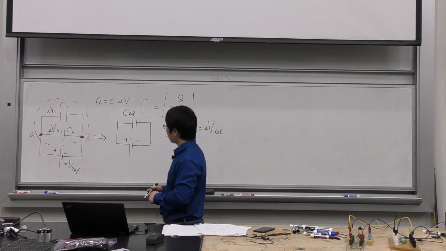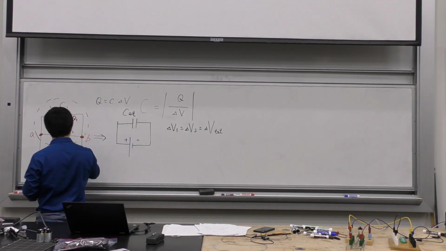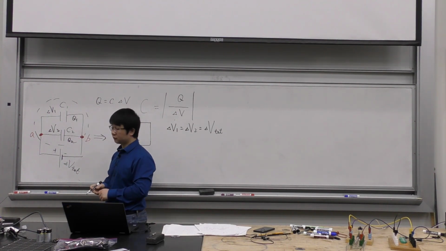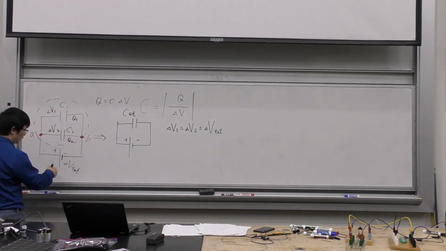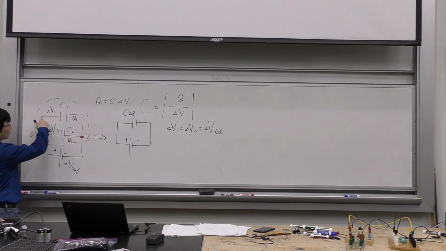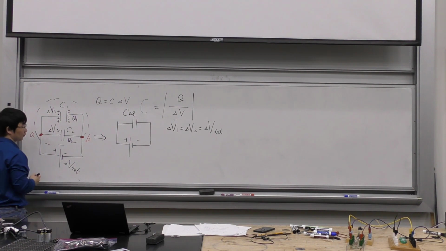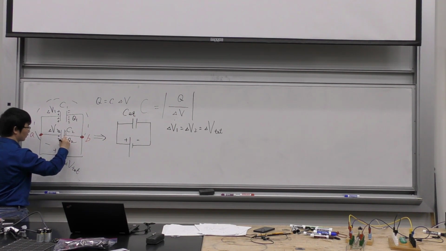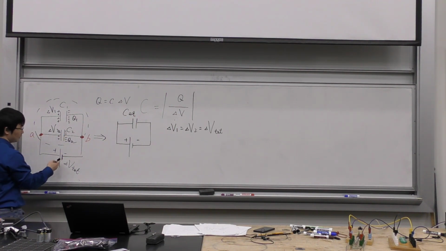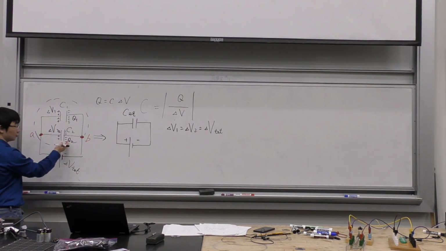Now, what about the relation between the charges? They have the same voltage, and this one has charge Q1, this one has charge Q2. How do they get the charges? C1 gets its charge from the battery. The battery provides some charge, charging this plate positive and this plate negative. All of the charges come from the battery. C2 is also charged by this battery, because C2 is also connected to the battery. So the battery provides C1 with its charge and provides C2 with its charge.